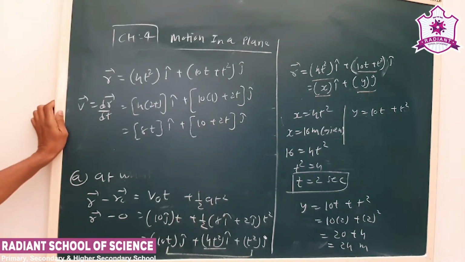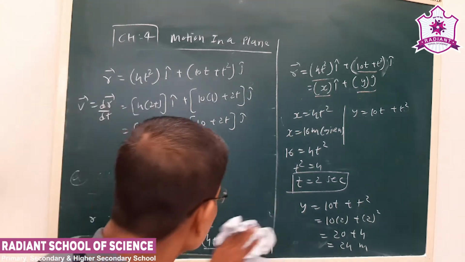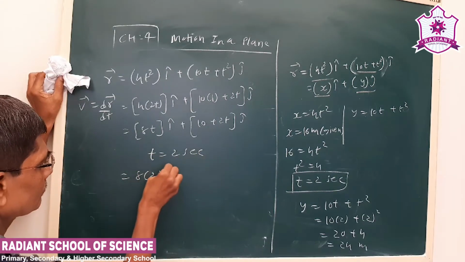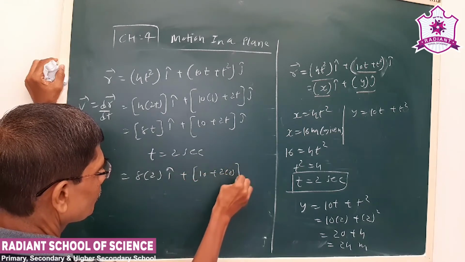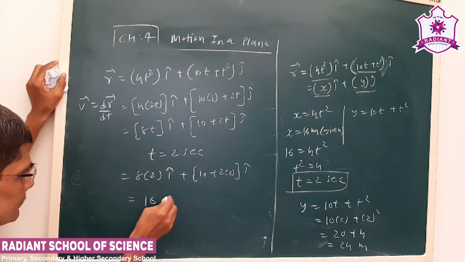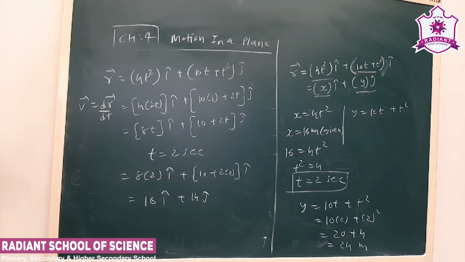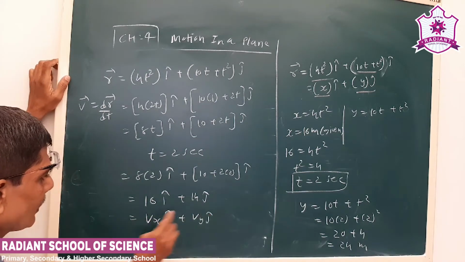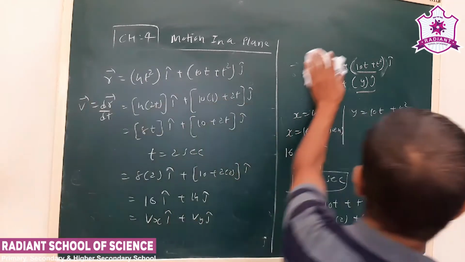Okay, so our equation has become like this. Now see the time is 2 seconds. So 8 into 2 is 16i. So your equation has become 16i plus 14j caret. Now this we can write as Vx i plus Vy j. So x component of the velocity is 16 and y component is 14. Now see the magnitude of the velocity.